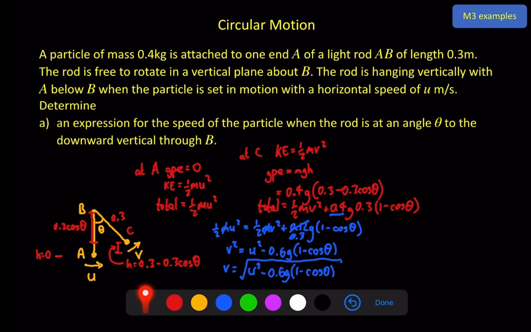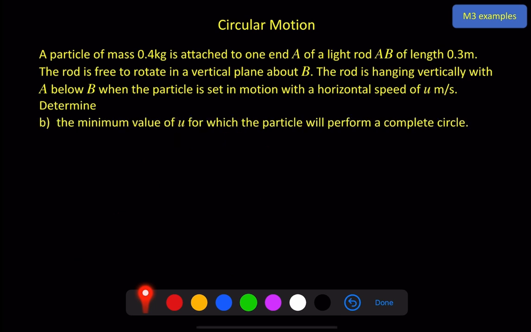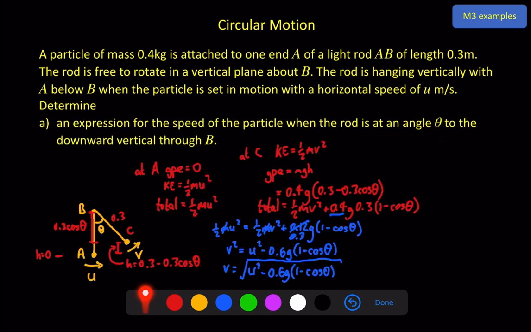Now there is a second part to this, and the second part says find the minimum value of u for which the particle will perform a complete circle. This is what we were saying earlier, that if we want a complete circle, by the time it's got up here at the top of the circle, it needs to have speed to get past that point. So if v is equal to 0, that's going to be a bit of a problem, although we do often use that as the minimum value. What that should really be is v greater than 0.